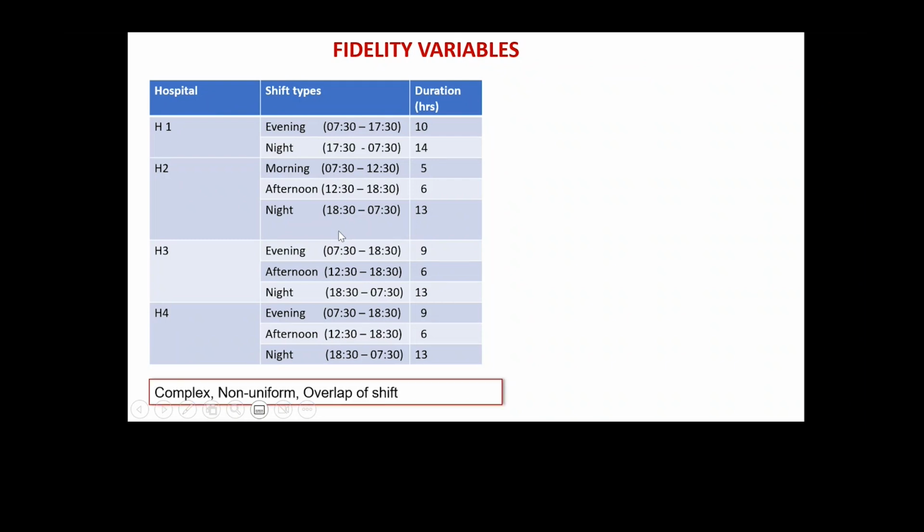So what we had was a complex non-uniform shift type, with some overlapping shifts. If you look at H3, for example, you will realize that the nurses who come on afternoon shift overlap with those in the evening. So obviously a complex non-uniform overlap of shifts.